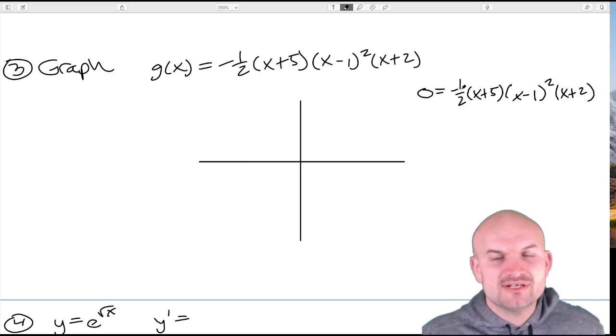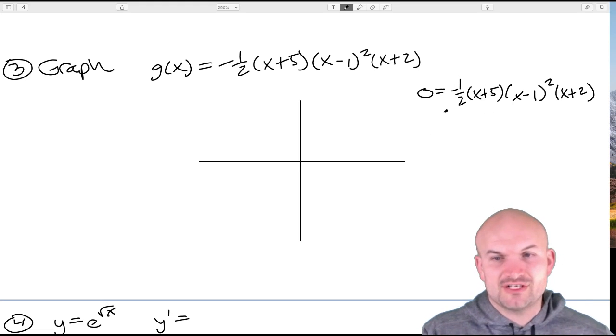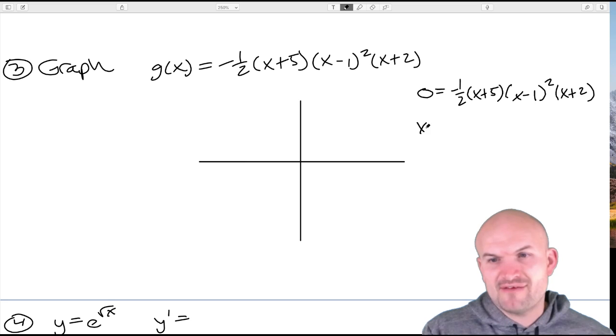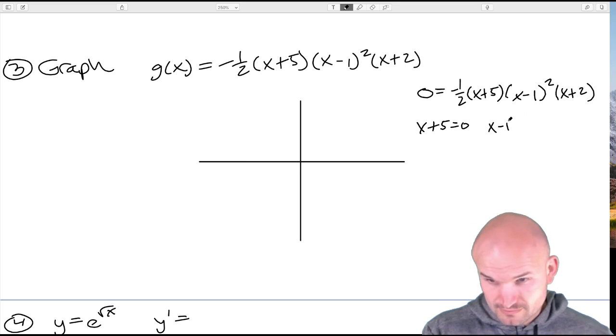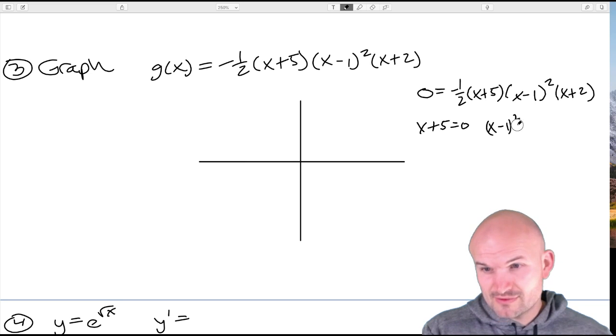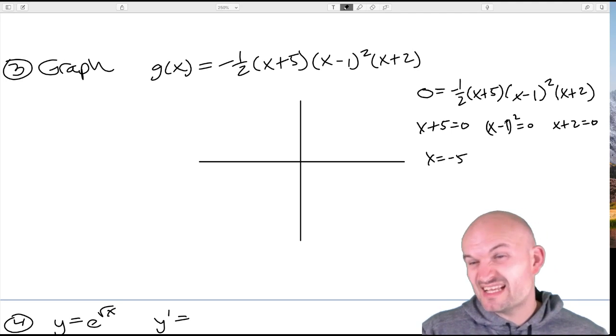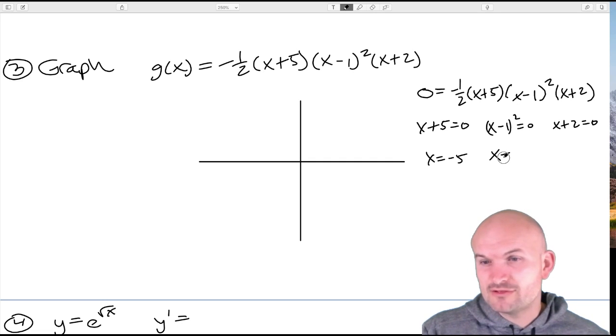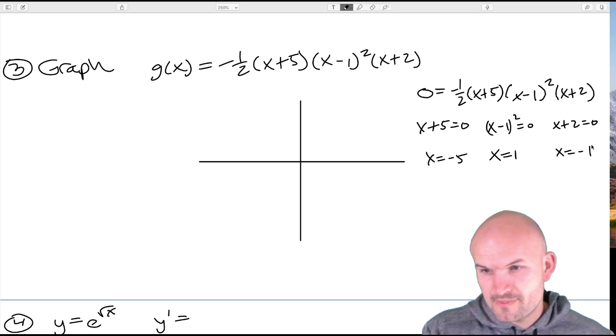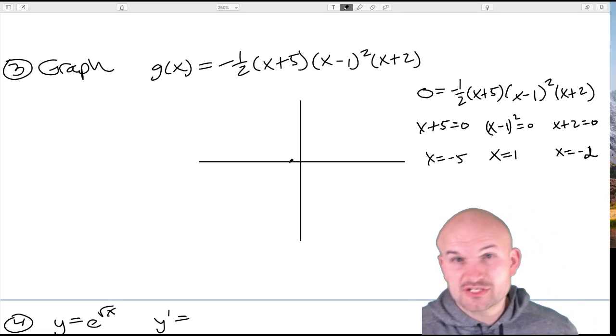Remember the scalar is not going to be an x-intercept. Only each of these factors is going to produce an x-intercept. So I'm going to have x plus 5 equals 0, x minus 1 quantity squared equals 0, and x plus 2 equals 0. Therefore we have x equals negative 5. Here you take the square root of both sides, and you can see x is equal to 1. And then here x equals negative, I'm sorry, negative 2.